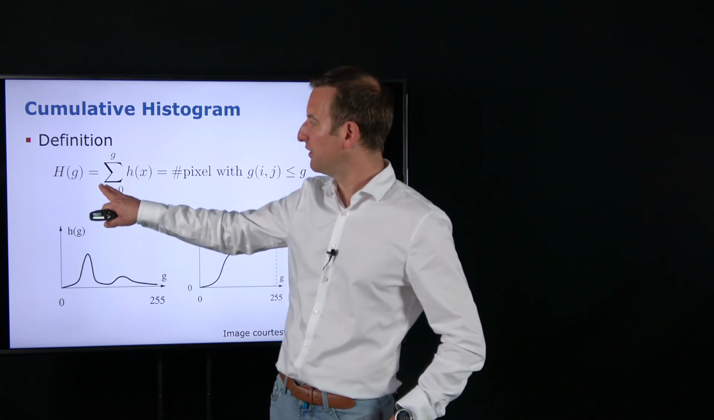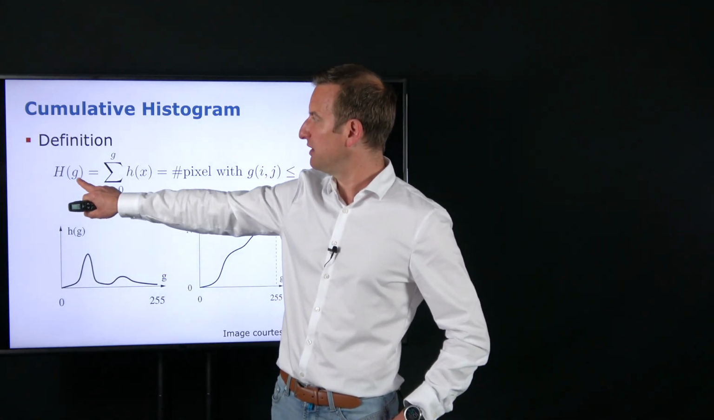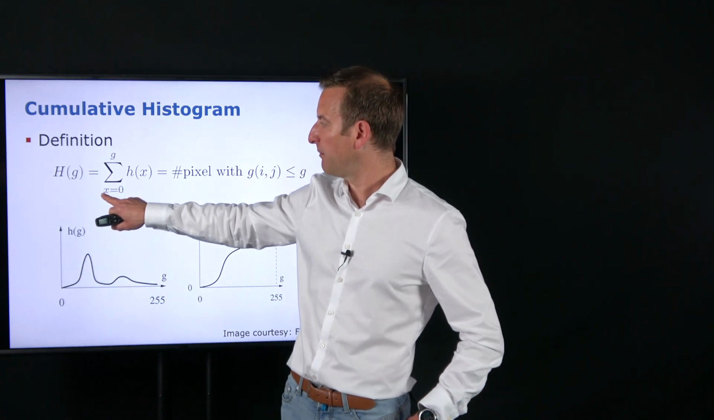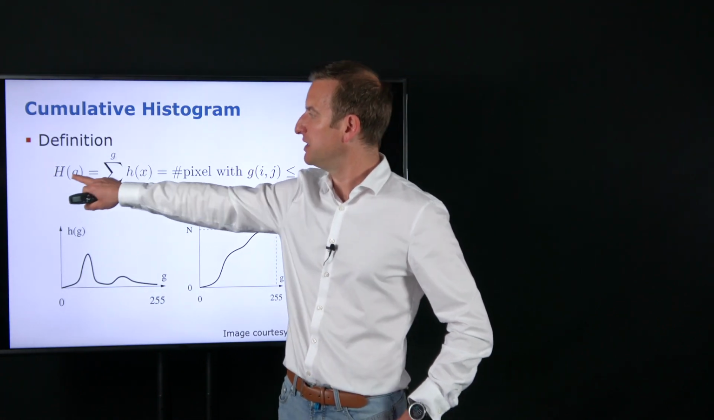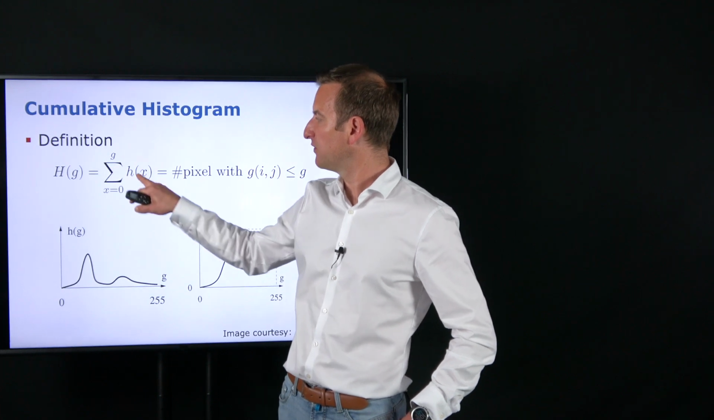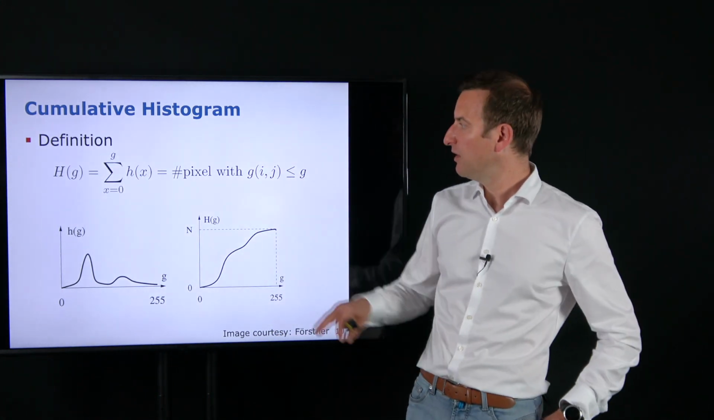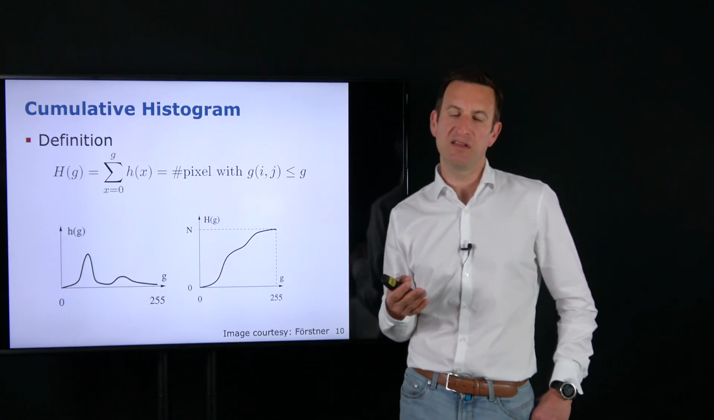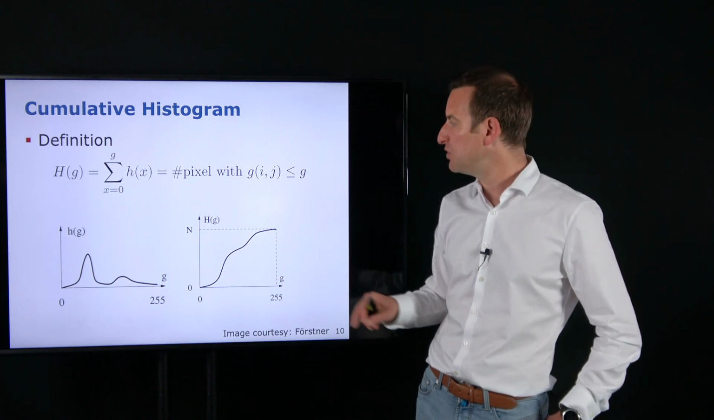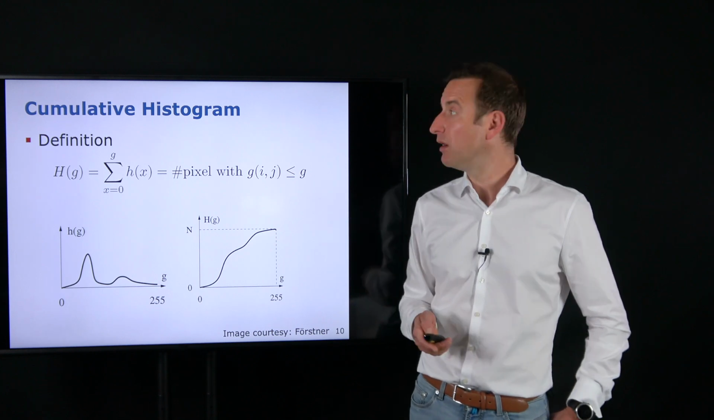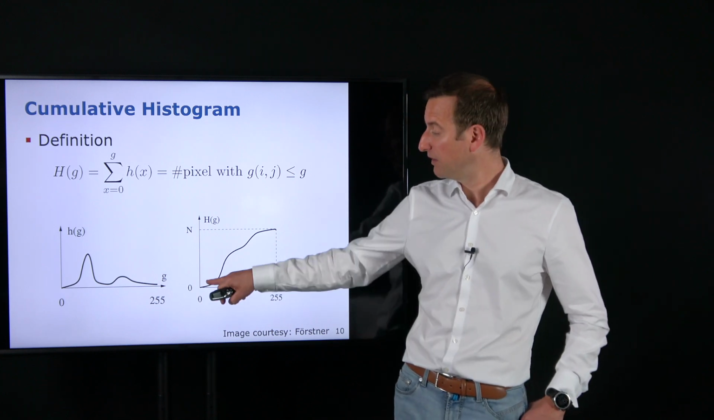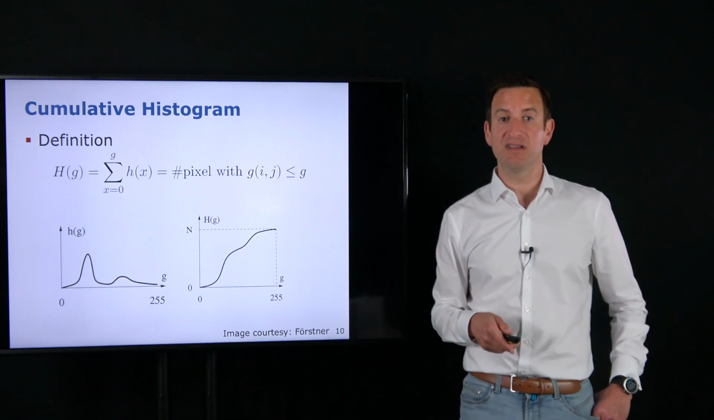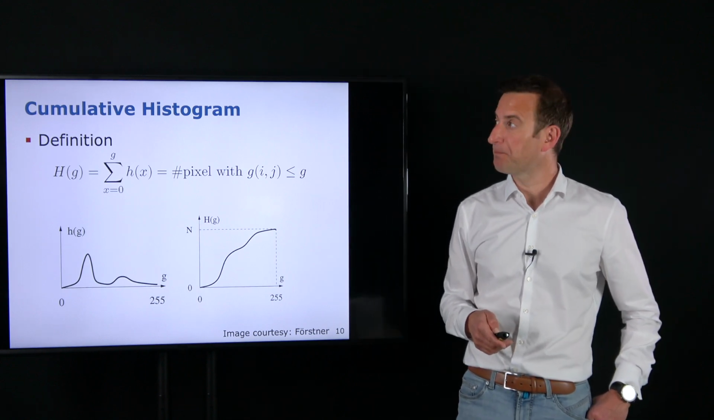So I can very easily express this. Capital H of g, the cumulative histogram, is the sum over all intensity values from 0 to g. So this is the input value over here, summing over the histogram. So this is basically the number of pixels in that image which have an intensity value smaller or equal to g. And this is what we call a cumulative histogram. So basically, it's just the sum of the individual intensity values of my original histogram.